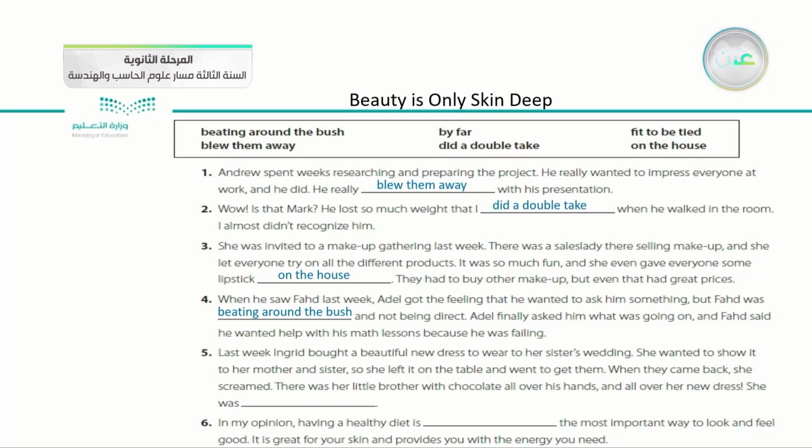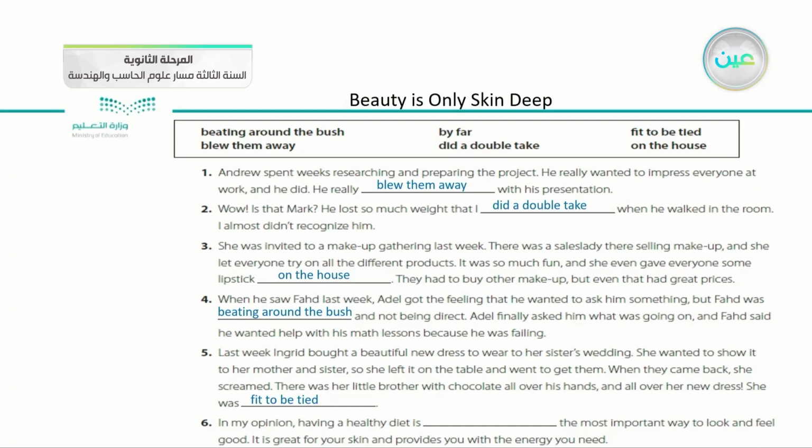Number 5, last week, Ingrid bought a beautiful new dress to wear to her sister's wedding. She wanted to show it to her mother and sister, so she left it on the table and went to get them. When they came back, she screamed. There was her little brother with chocolate all over his hands and all over her new dress. She was... I think this one is so obvious. The answer is fit to be tied, because her brother had chocolate all over her dress.